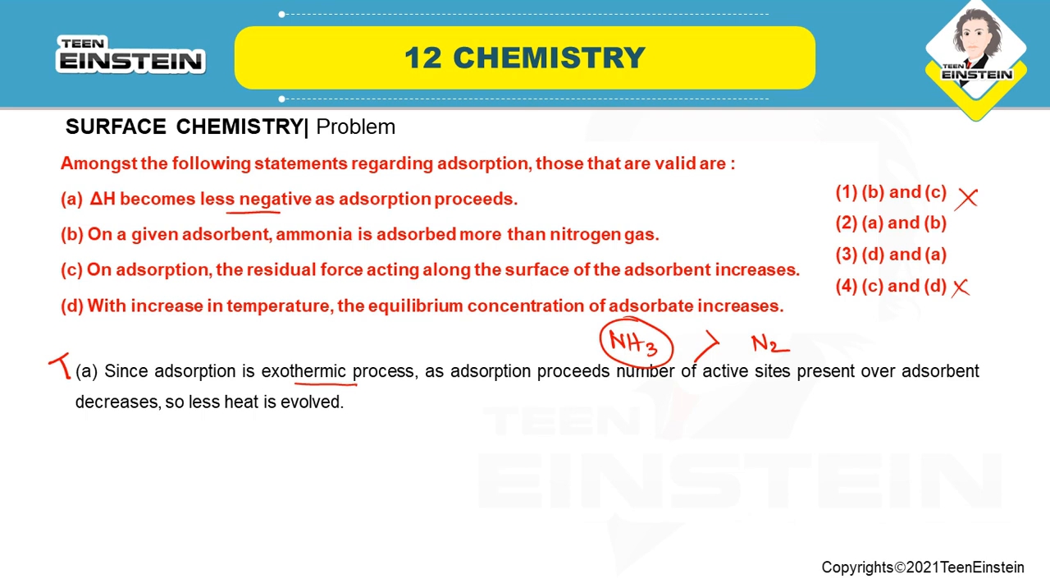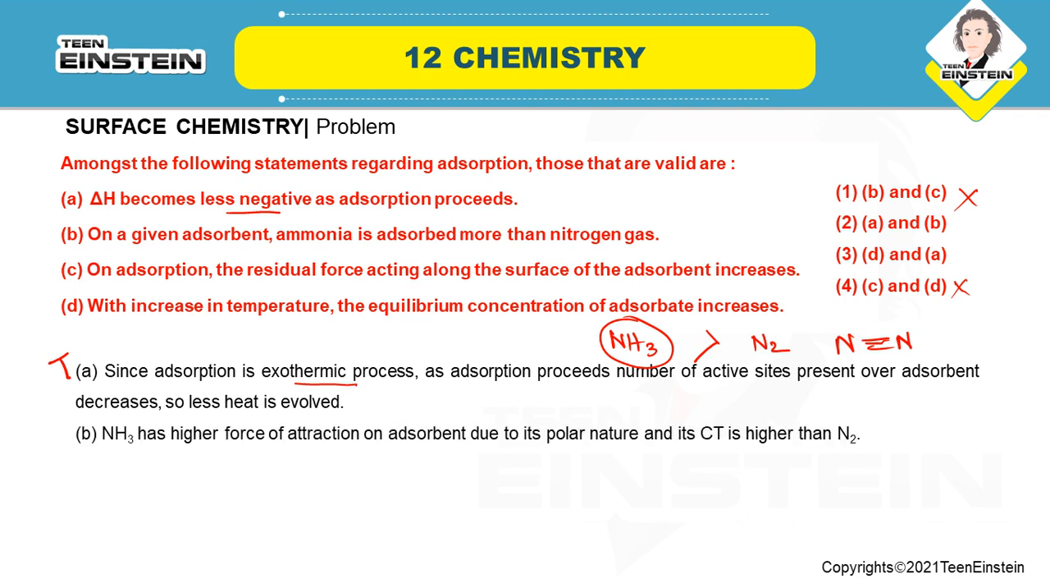Another way you can describe it, the second method, is NH3. If we look at this molecule, it is obviously more polar compared to nitrogen, because nitrogen has a symmetrical structure. As it is more polar, its interaction with the adsorbent surface will be more, so that is why it will be adsorbed more. So you can explain it from polarity or the critical temperature value. NH3 has a high force of interaction on the adsorbent due to its polar nature, and the second way is that its critical temperature is higher compared to nitrogen. So B is also correct. Now as B is correct, obviously it will be option 2, right?